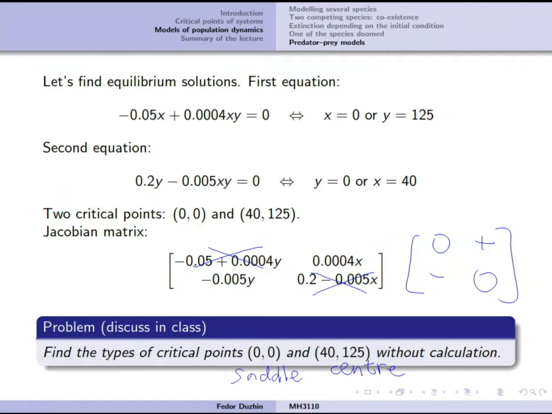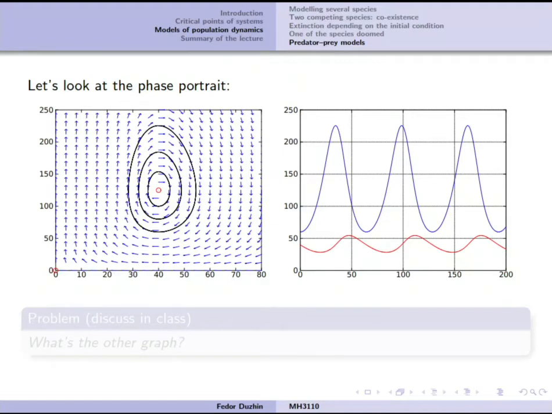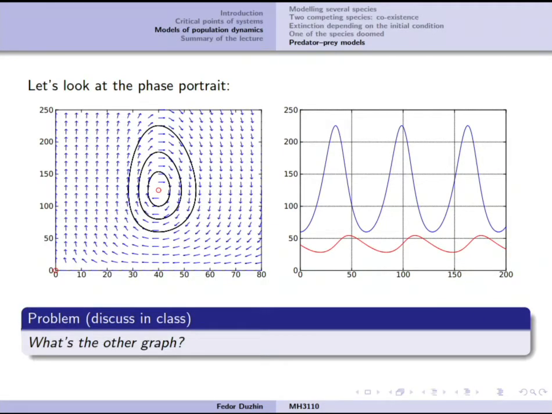Well, let us see. Yeah, it is true. Here is the phase portrait, and I suggest that you try to figure out what the other graph is. And let me explain. So the other graph is a bit strange. Here, this axis is t, but the vertical axis is actually either x or y, depending on whether you look at the blue curve or the red curve.